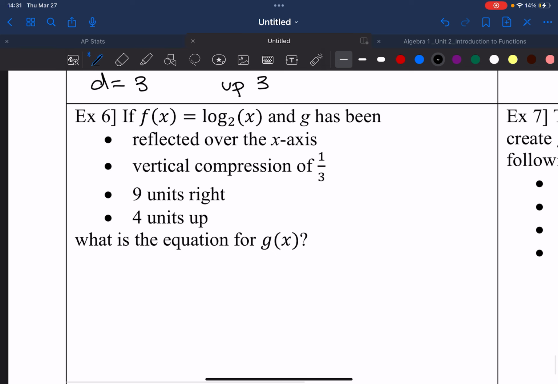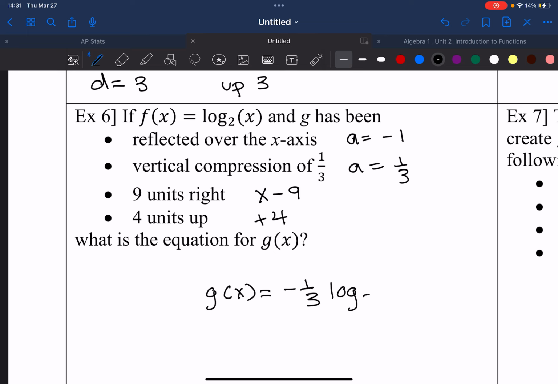Number 6, reflection over the x-axis is a equal to negative 1. Vertical compression is a equal to 1/3. 9 units to the right is x minus 9. 4 units up is plus 4. So this is going to be g of x is equal to negative 1/3 log base 2 of x minus 9, plus 4.